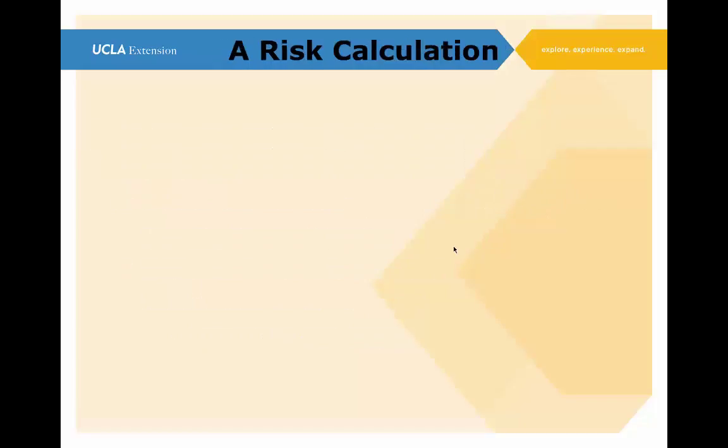Okay, so those are the steps we walk through. First is assessment. Second is strategy and mitigation. Third is evaluate and establish a risk threshold. With that in mind, let's now run through a risk calculation, an example.